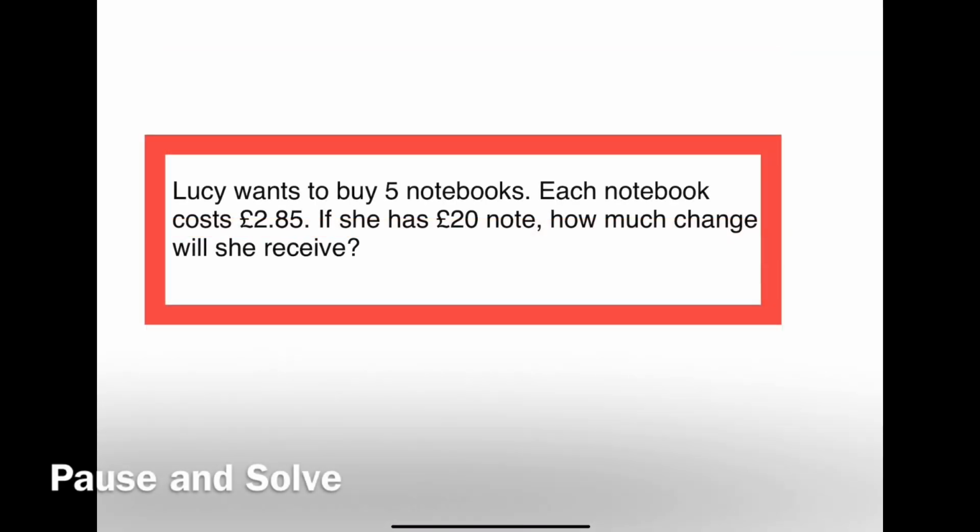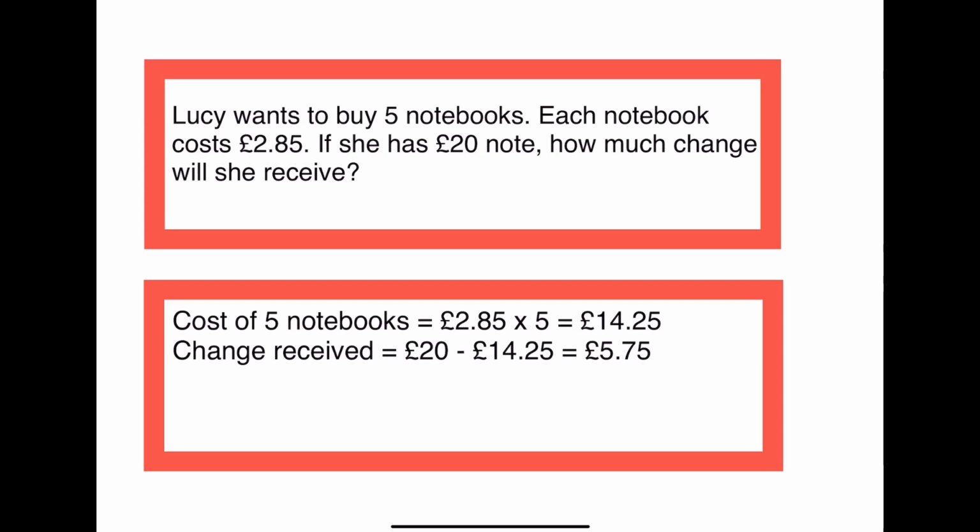Lucy wants to buy 5 notebooks. Each notebook costs £2.85. If she has a £20 note, how much change will she receive? Pause the video and solve. Cost of each notebook is £2.85. Lucy wants to buy 5 of these notebooks. So £2.85 times 5. We multiply 285 by 5.